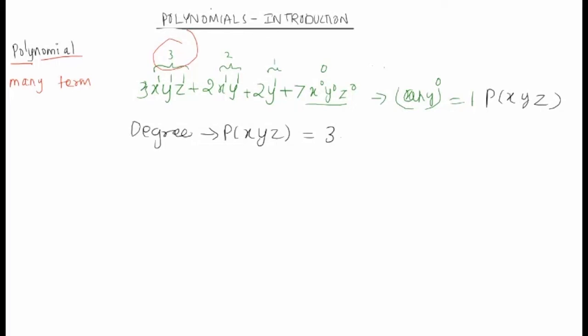So now based on this degree, we can classify the polynomials into different types. A polynomial with degree 3 will be called a cubic polynomial.